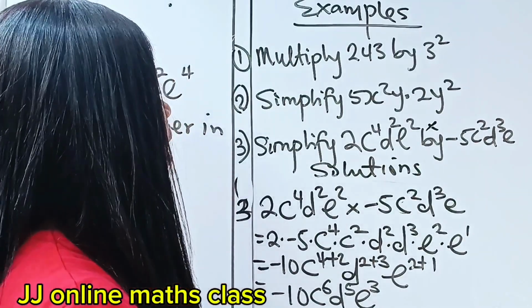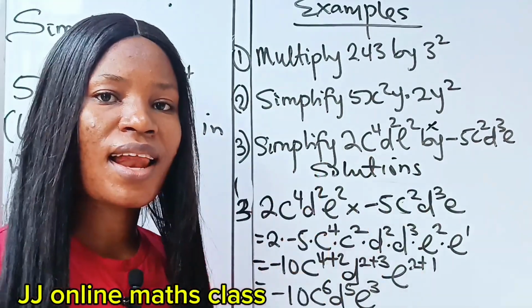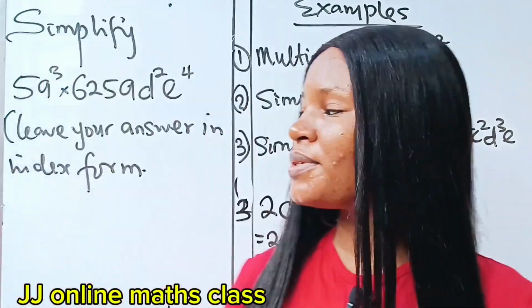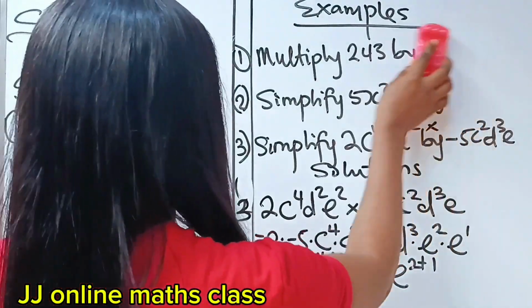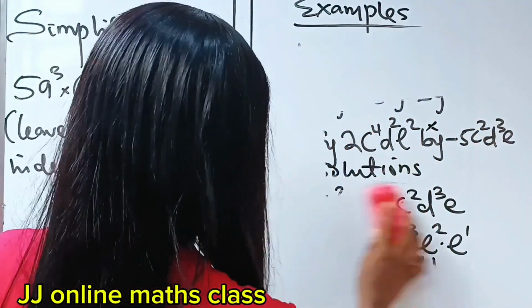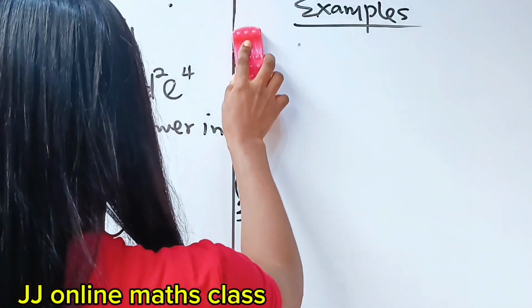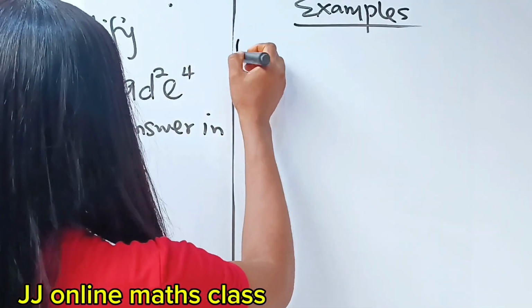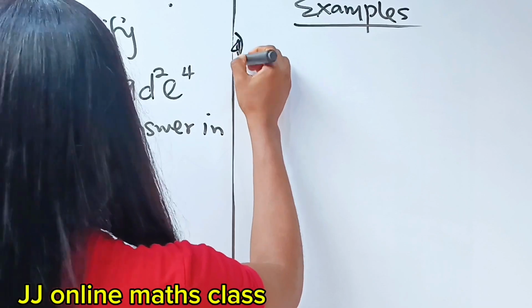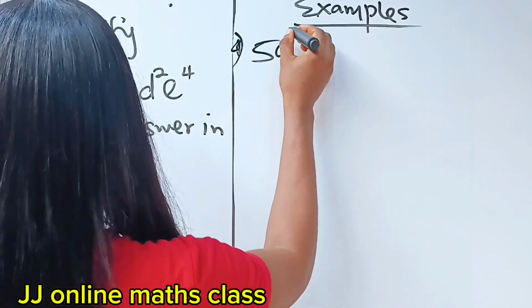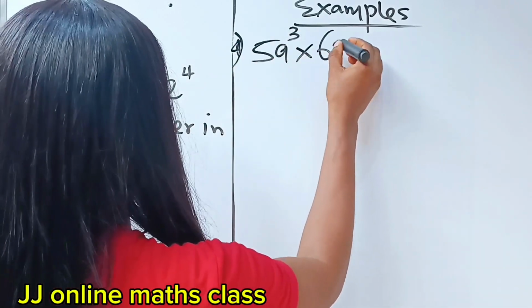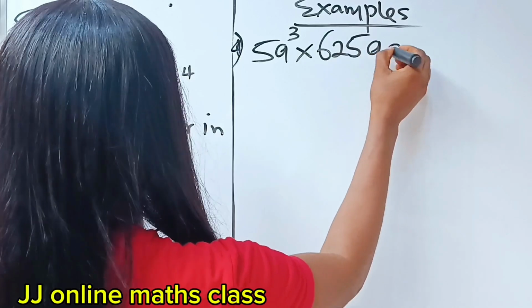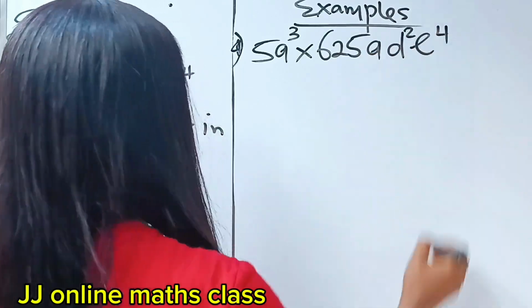Interesting, right? Now let's solve that last question. That is this one. So the question says we should simplify 5a to the power of 3 multiplied by 625 a d squared e to the power of 4.